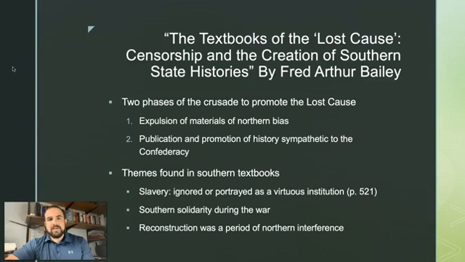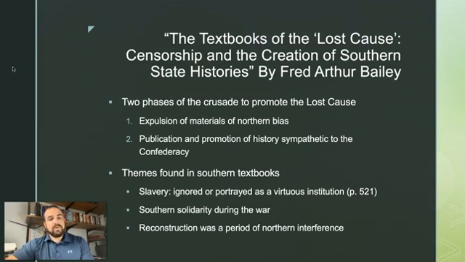An article that I came across in one of the dissertations that I was reading is titled "The Textbooks of the Lost Cause, Censorship and the Creation of Southern State Histories" by Fred Arthur Bailey. And Bailey really differentiates between two phases of the crusade to promote the Lost Cause. He looks into the first phase as being expulsion of materials of Northern bias, and history books and such. And number two, publication and promotion of history sympathetic to the Confederacy. So there's going to be an attempt to write a new history that really promotes these ideals that preserve the honor of the Confederacy.